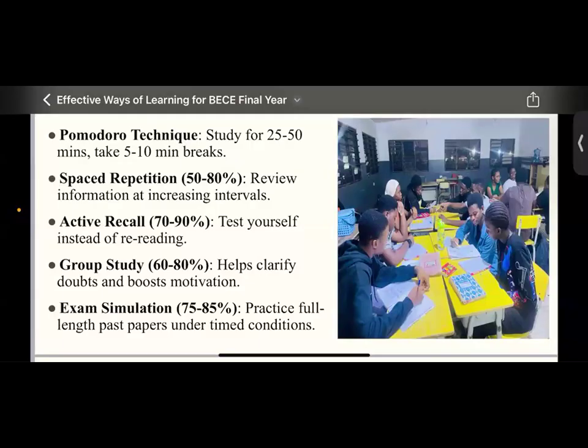Active recall. This will give you 70 to 90%. Test yourself instead of rereading. Test yourself. There are times you could read and read and read, and you've actually even forgotten what you are reading. But test yourself.